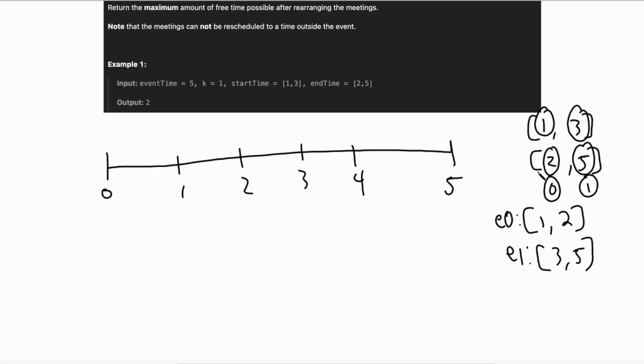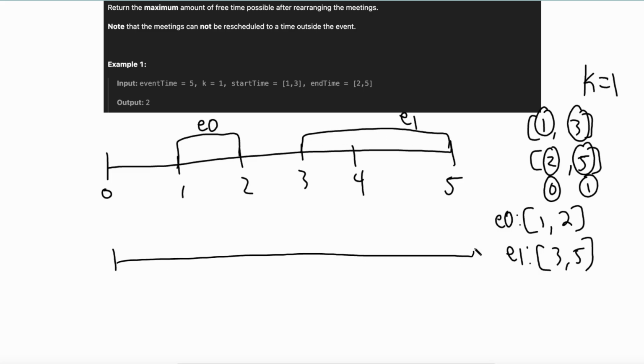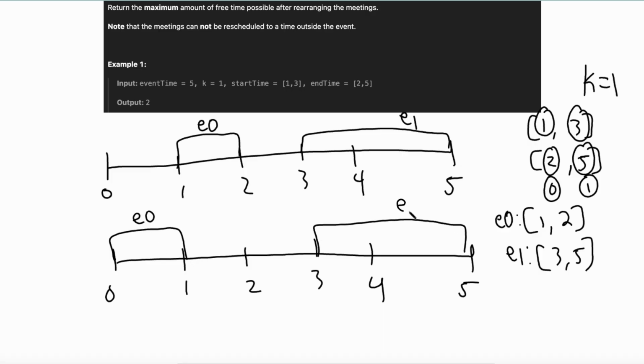And we want to move at most k events, in our case k is equal to 1, such that we maximize the distance between two consecutive events. In other words, we maximize the free time. Originally we have event 0 here, and event 1 over here. The way we solve this is we simply shift event 0 to the left by 1 space, in which case we get this to be here and event 1 to be here. So originally the gap here was 1, but now the gap here is 2.